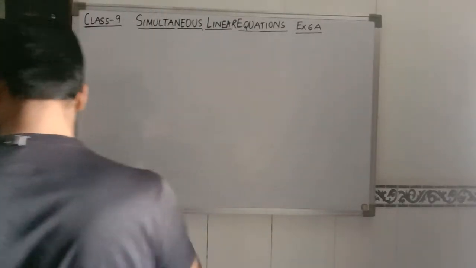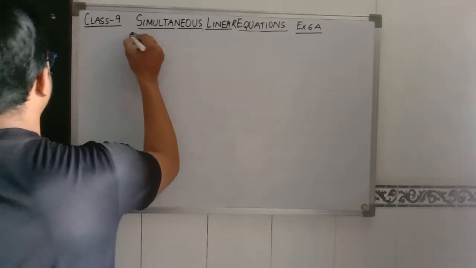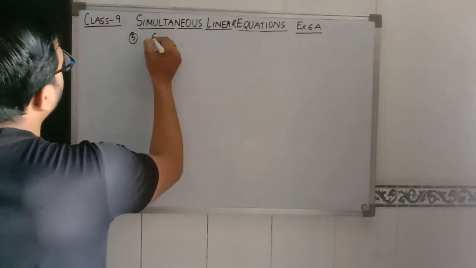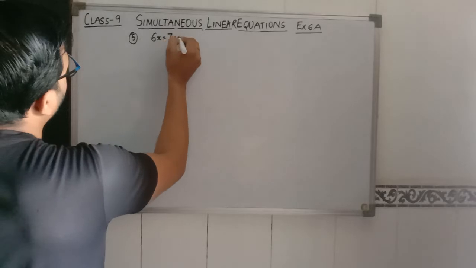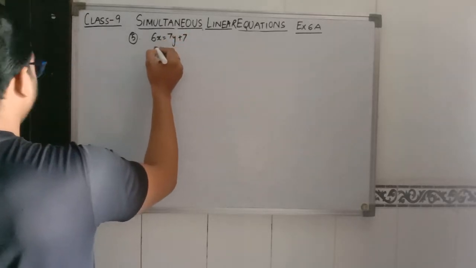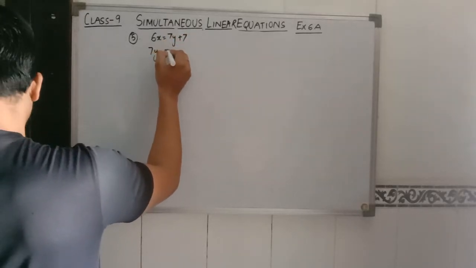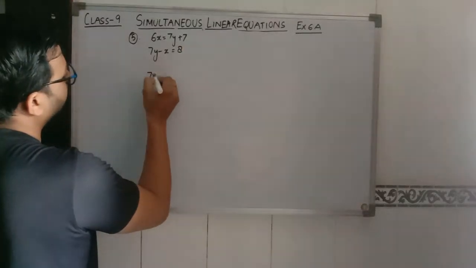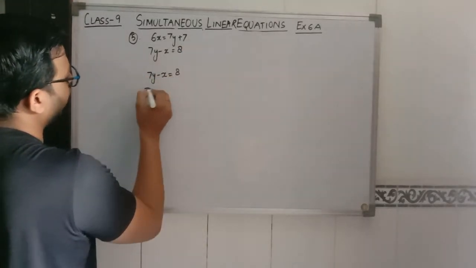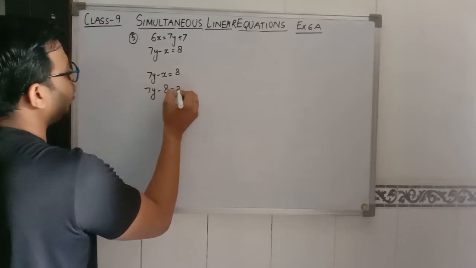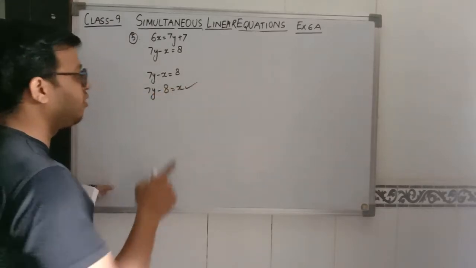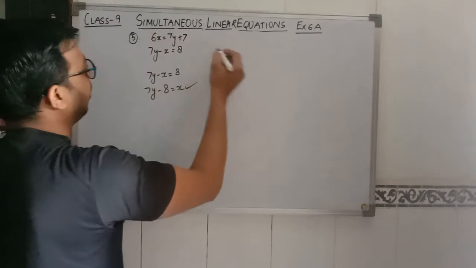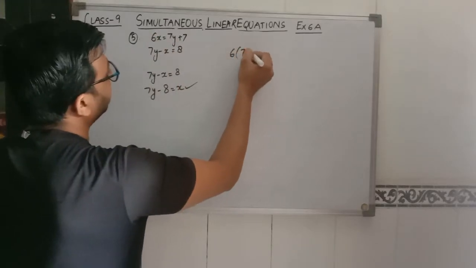In question number 5, it is also a very easy question. 6x is equal to 7y plus 7 and 7y minus x is equal to 8. From the second equation, 7y minus x is equal to 8, so 7y minus 8 is equal to x. From the second equation, we have found the value of x. Now place it in the first equation.